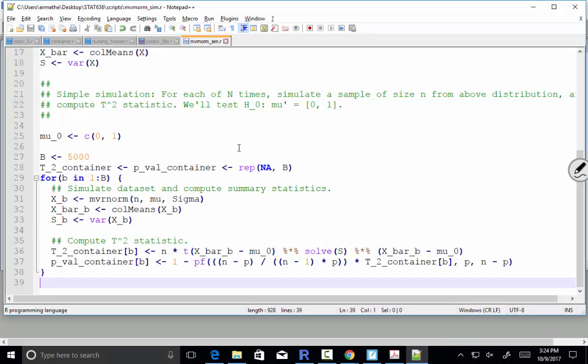So if I run all of that, for each of 5,000 times, we're going to simulate a data set of size 30 from the specified normal distribution. And then each time, we're going to compute a t-squared statistic and a p-value to go with it to test whether the mean equals what it actually does equal. Does anybody know, once I run this and we get the 5,000 p-values, does anybody want to hazard a guess at what the distribution of those p-values is going to look like?